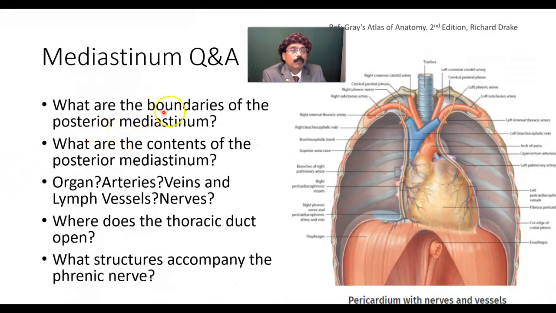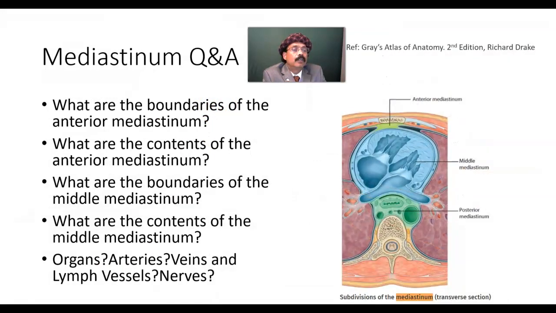Then what are the boundaries of the posterior mediastinum? So, the posterior mediastinum is bounded anteriorly by the middle mediastinum, posteriorly by the thoracic vertebrae from T5, T6, T7, T8, T9, T10, T11, T12. On each side we have the mediastinal pleura. What are the contents? This is the esophagus. We have also other contents like the descending thoracic aorta, the azygos vein, hemiazygos vein, accessory hemiazygos vein.